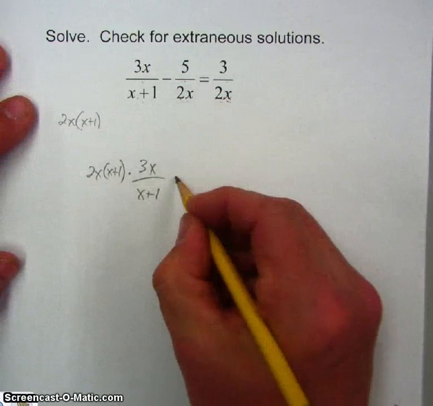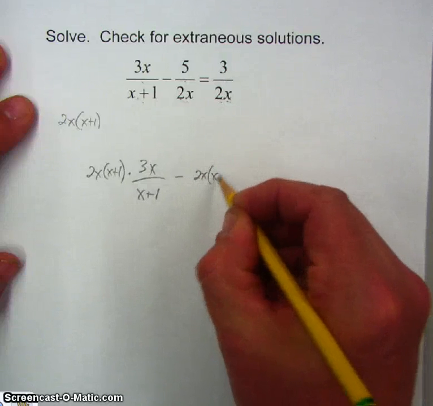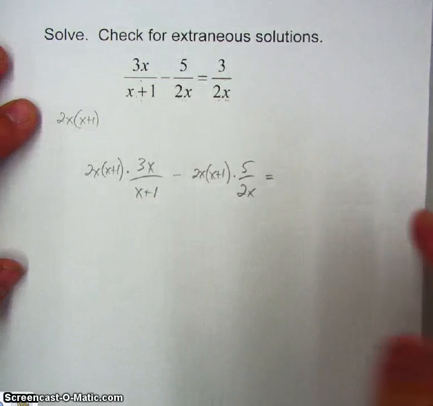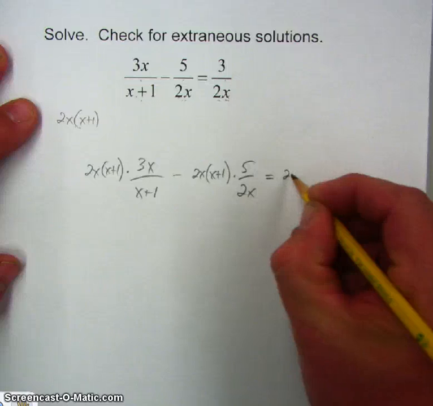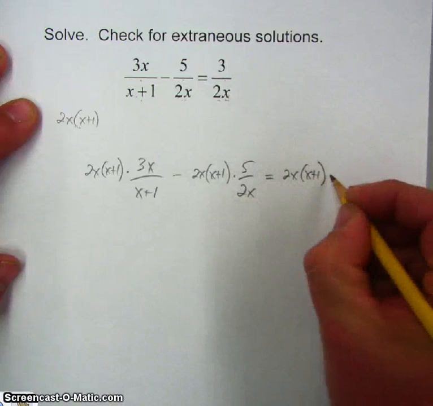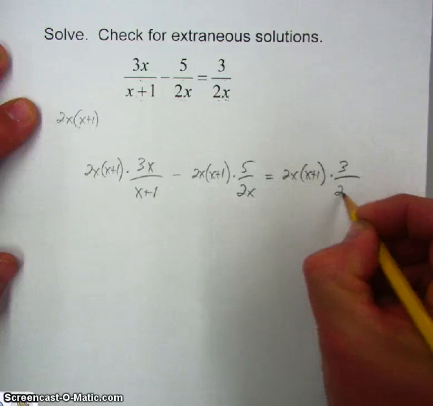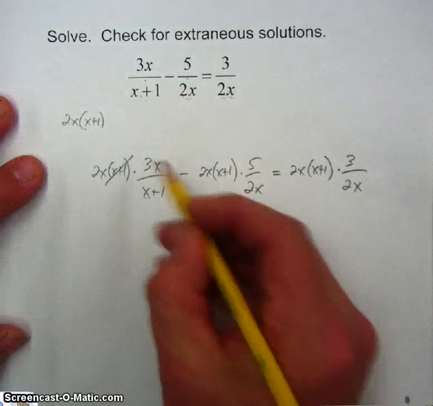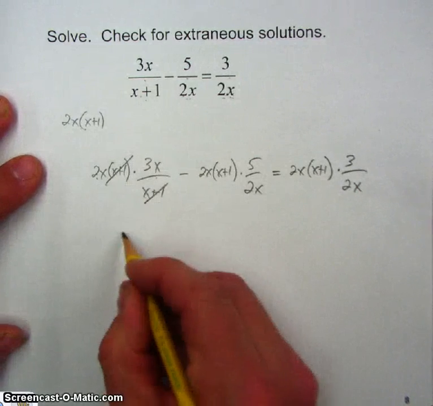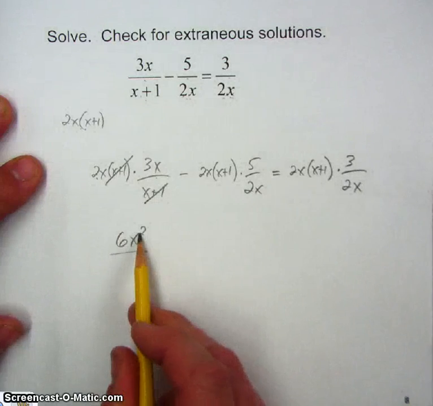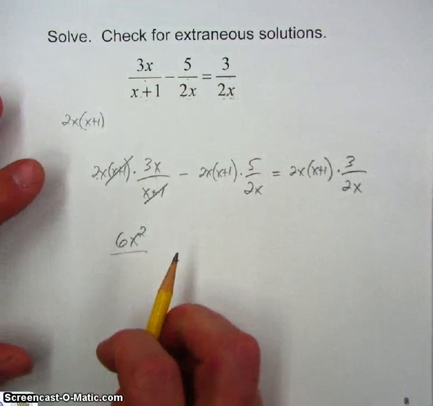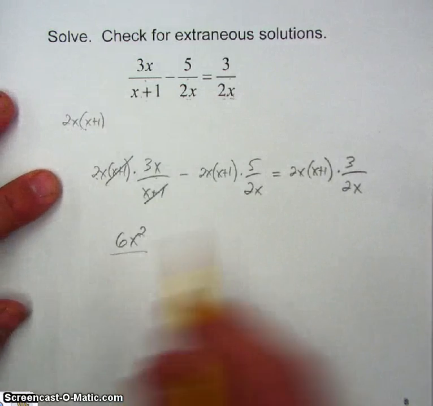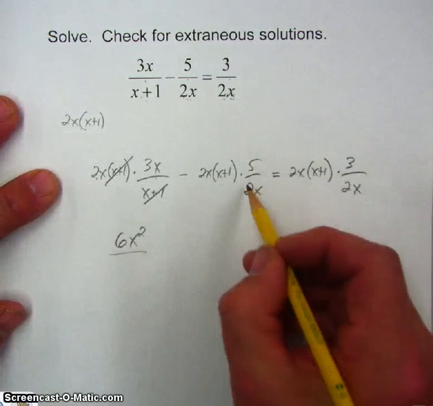Then we're going to take minus the next term, which is 5 over 2x, equals, then of course, the last term. All right, so those cancel, so 3x times 2x is 6x squared. See, now we've got a quadratic, so that means as of right now, we are going to have to use the quadratic formula or factoring in order to solve this. All right, but we won't know for sure until we're done with the rest of this.